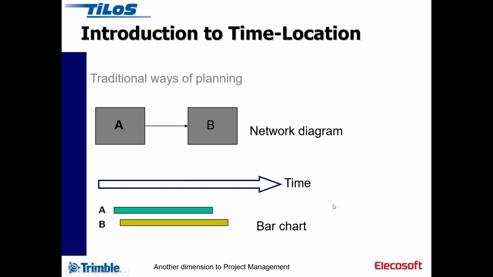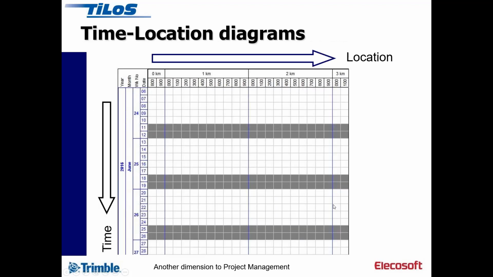But if you're working on a linear project, you've got an extra dimension to play with. You've got time and distance, location, and it doesn't matter to TILOS which way around these diagrams are. You can have location vertically and time horizontally, and this is traditionally the sort of what happens in the UK, where we've got distance horizontally, in continental Europe it's often the other way around. But then it doesn't matter which way the axes go.